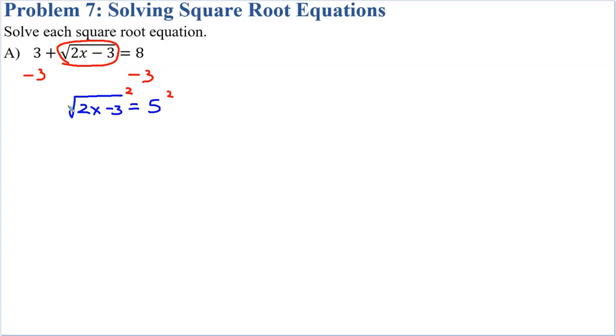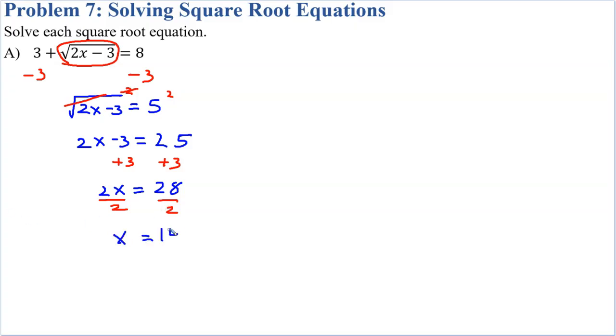But then what's going to happen, you really won't usually show this step, but the root and the square cancel out. What I'm left with then on the left side is just a 2x minus 3. And on the right side, 5 squared is just 25. So what I have then is a simpler linear equation that we can go ahead and just solve for the x. Okay, add 3 to both sides to cancel out the minus 3. That's going to give me that 2x is equal to 28. And finally, divide both sides by 2. That's going to give me that x is equal to a 14 here.